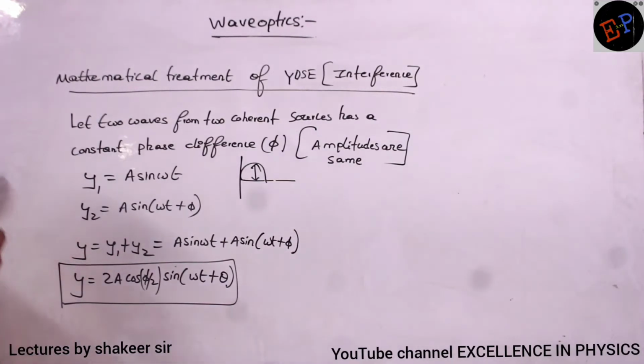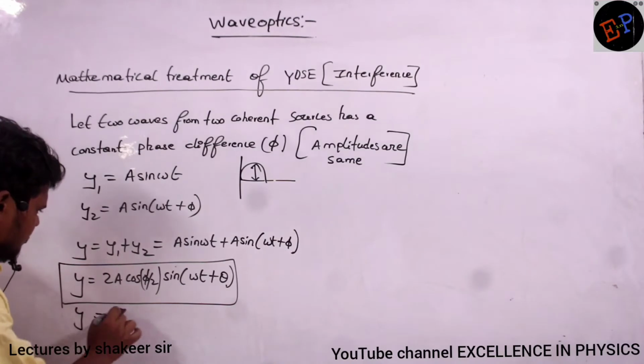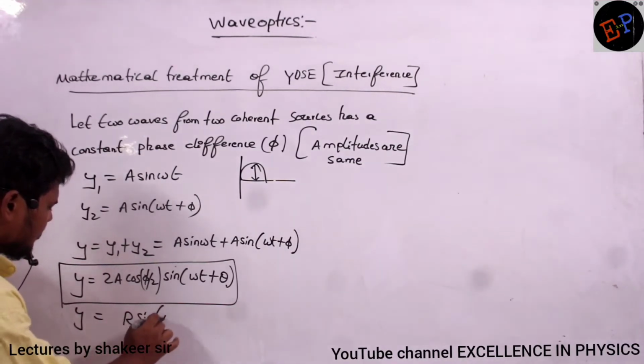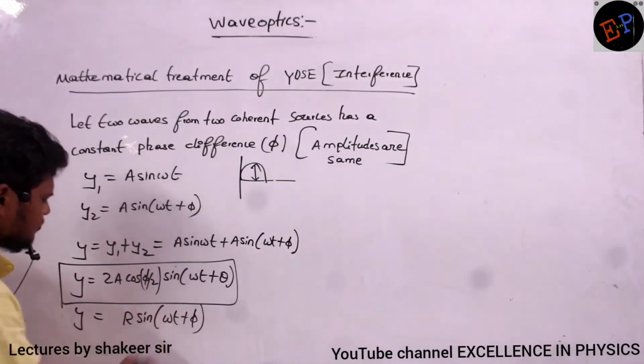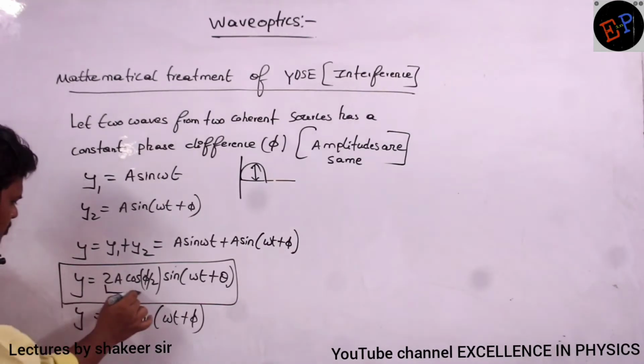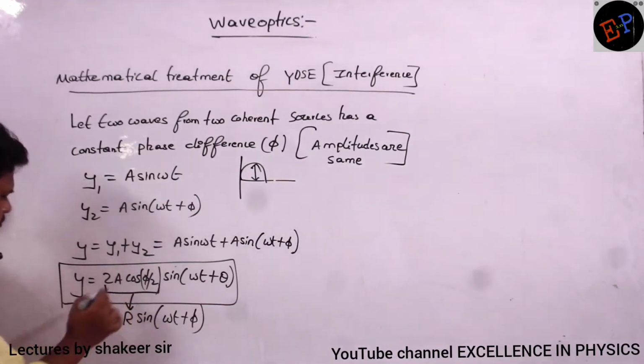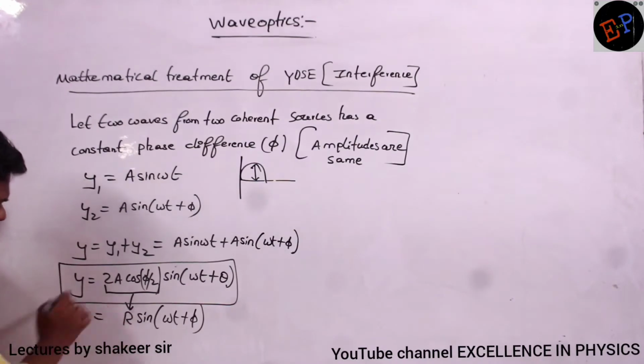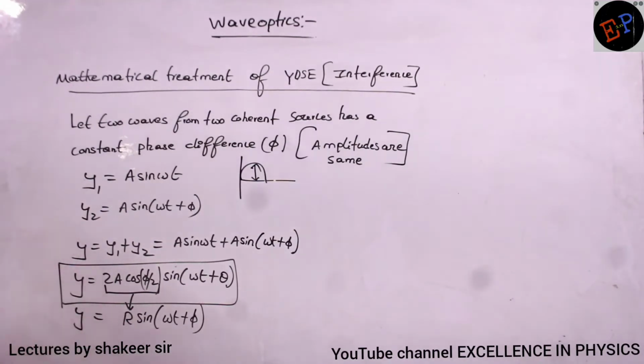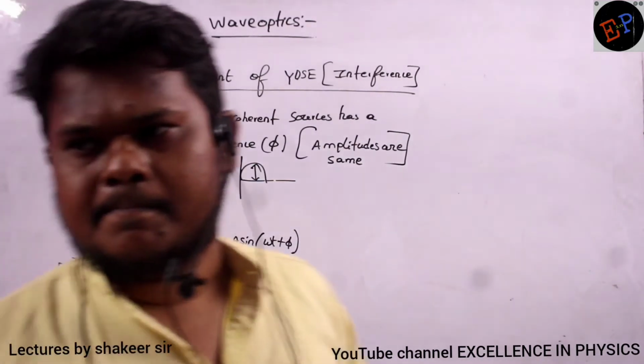Now look at this equation. This equation is like r sin omega t plus pi. It means this total value I have written in terms of r. Now can you say what r is here? What is r? Tell me.